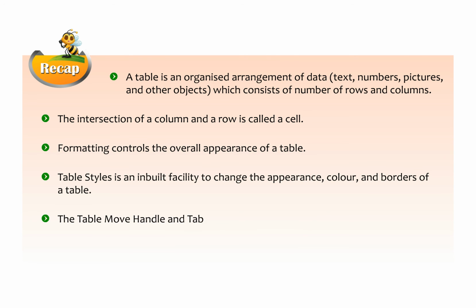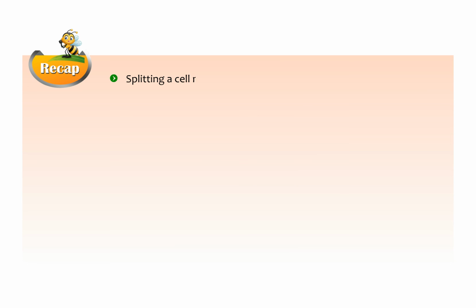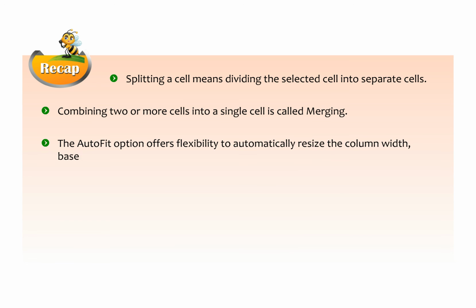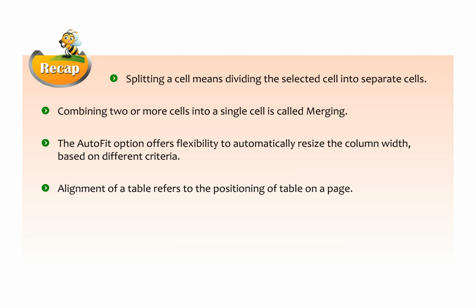The Table Move handle and Table Resize handle are used to move and resize the entire table respectively. Splitting a cell means dividing the selected cell into separate cells. Combining two or more cells into a single cell is called merging. The AutoFit option offers flexibility to automatically resize the column width based on different criteria. Alignment of a table refers to the positioning of table on a page. Text alignment refers to the positioning of text in the cells of a table.